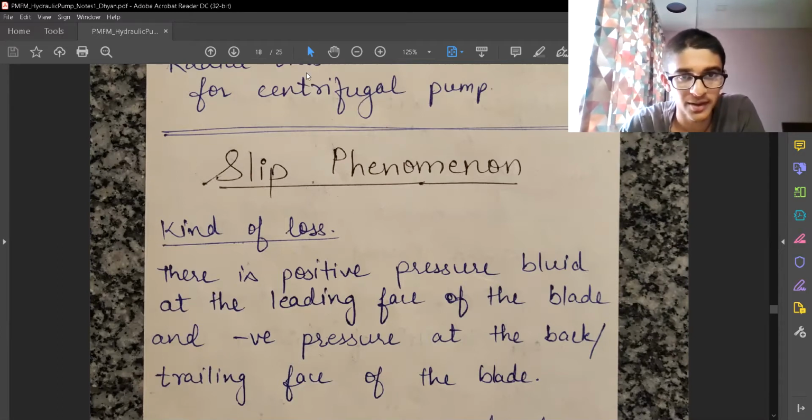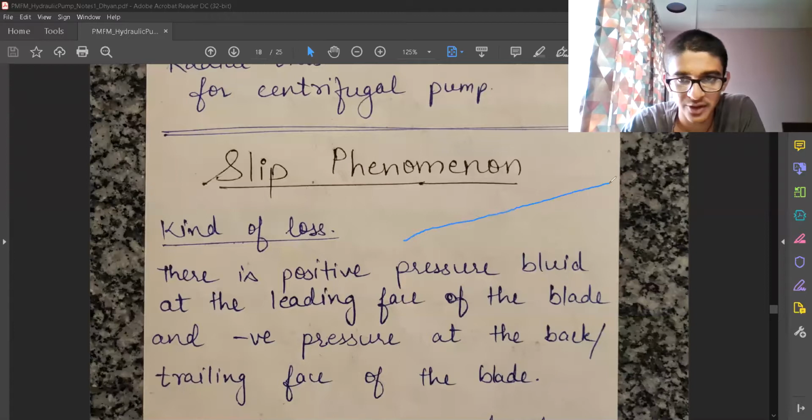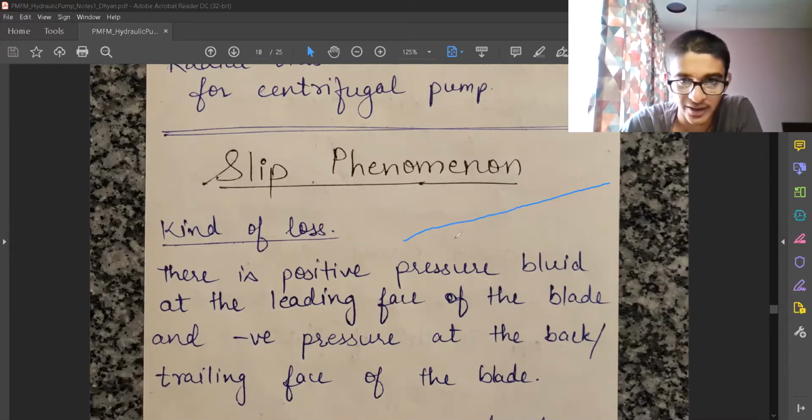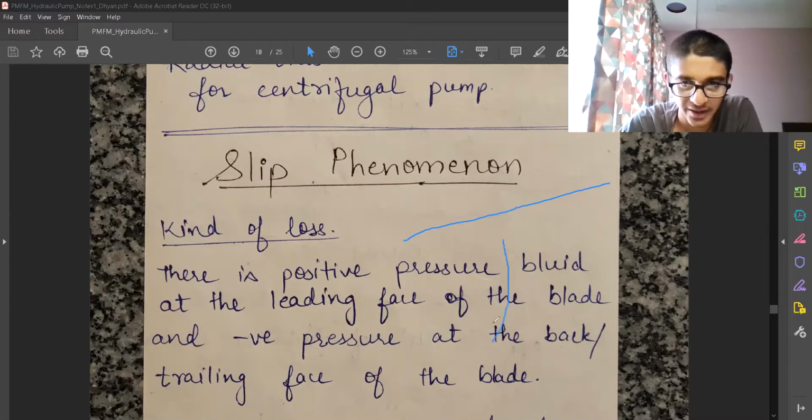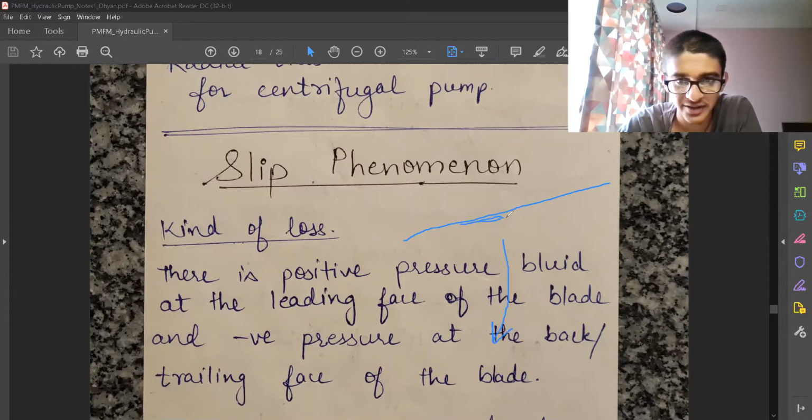So let's draw the blade. A representative blade is this one. Let's assume it is straight, and the direction of rotation of the blade is this. So what does this mean? At the leading face of the blade, so this is the leading face, a negative pressure at the back.